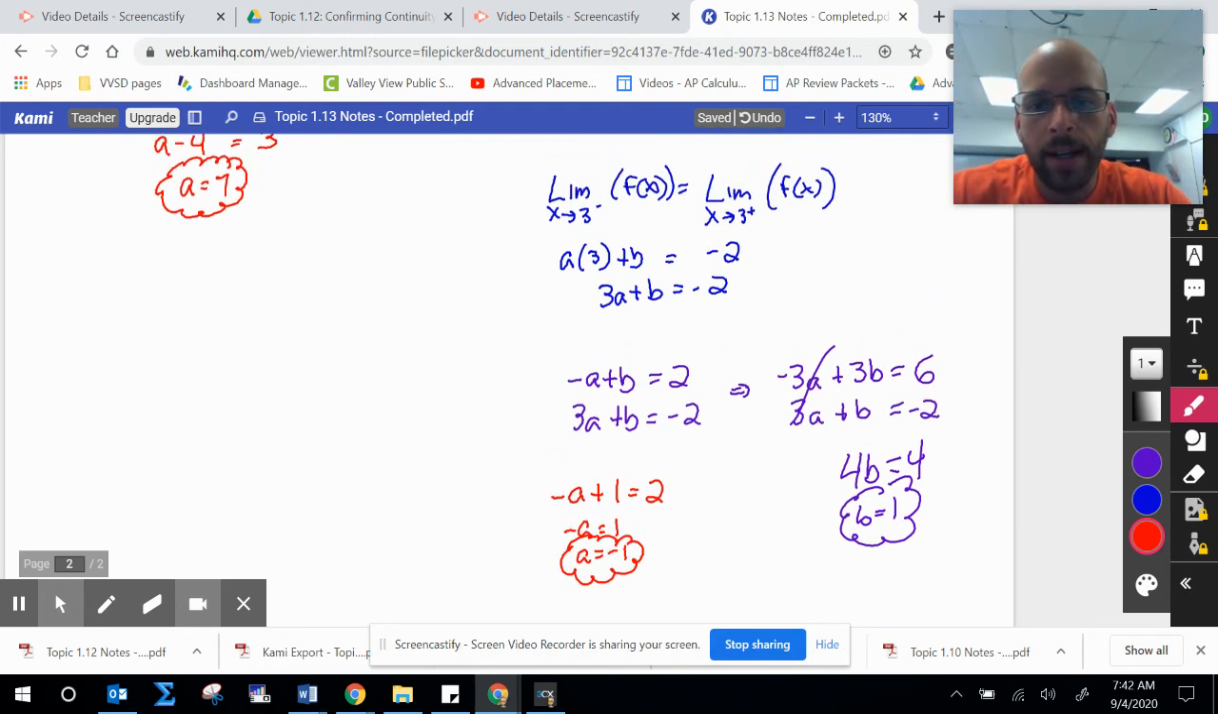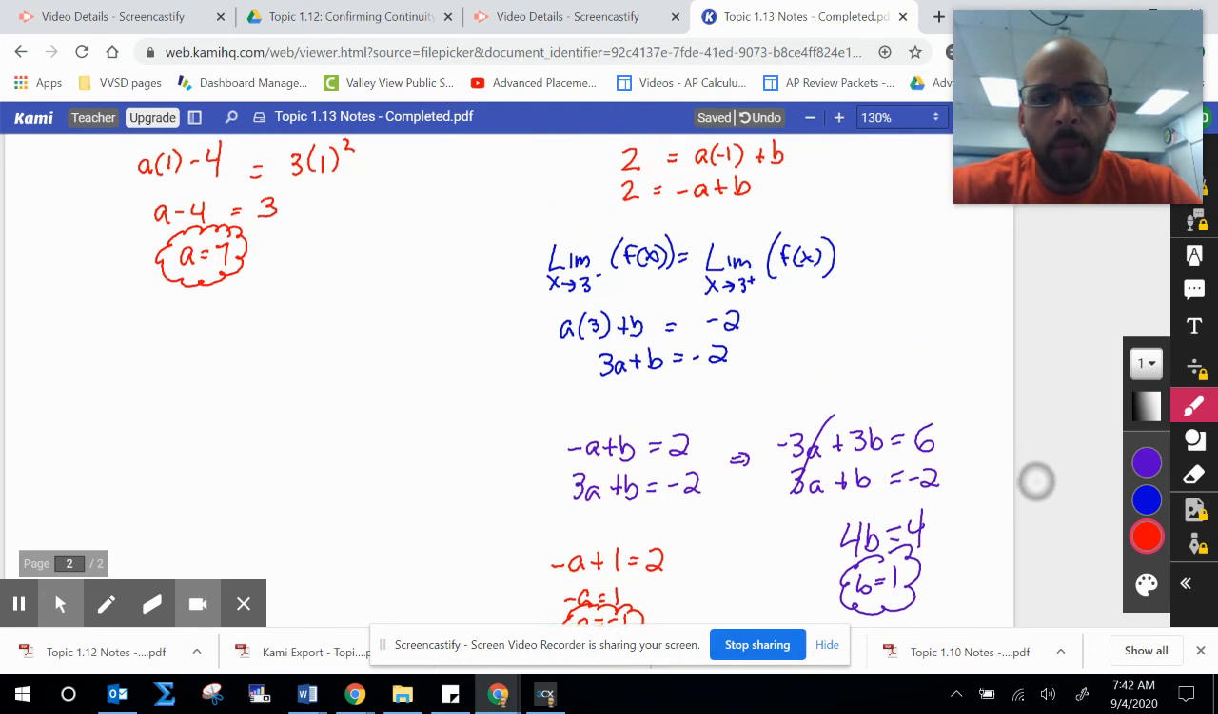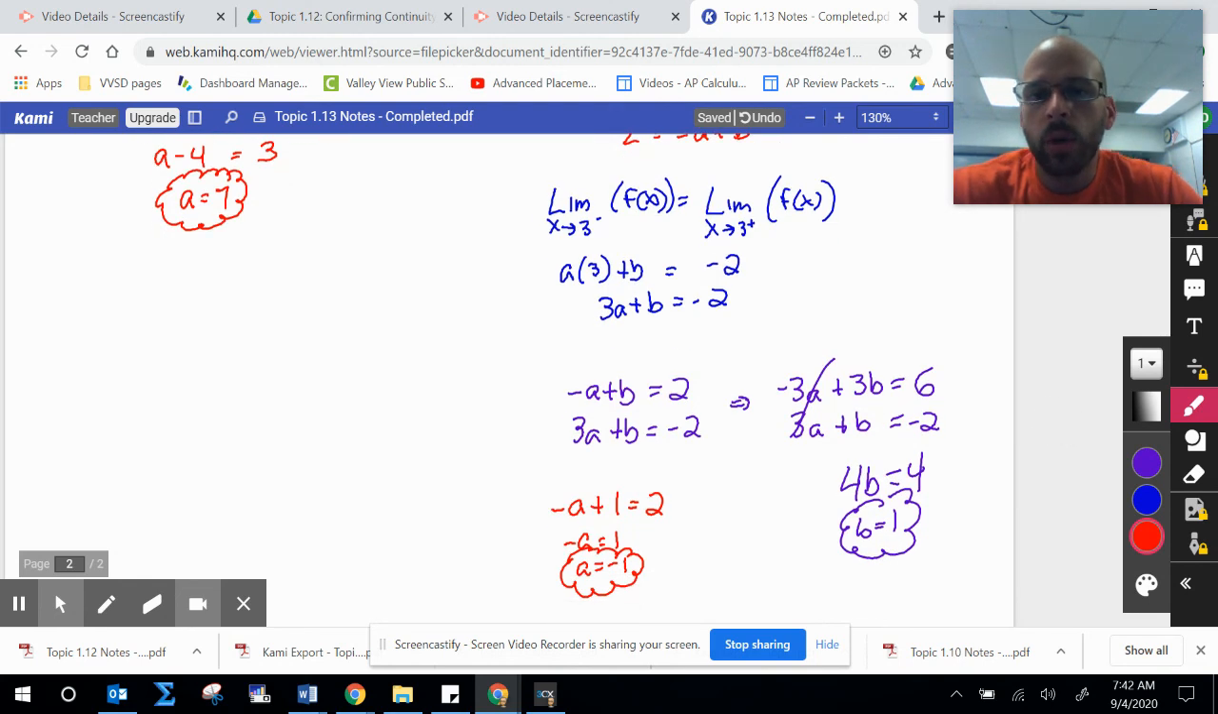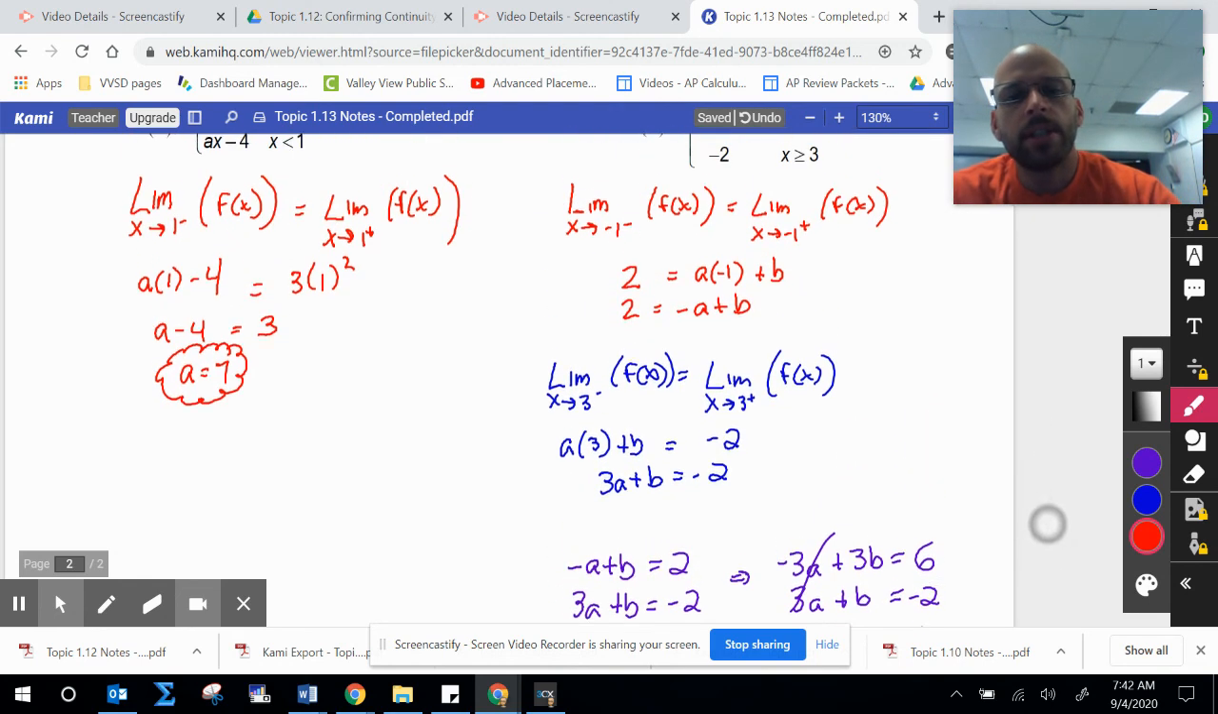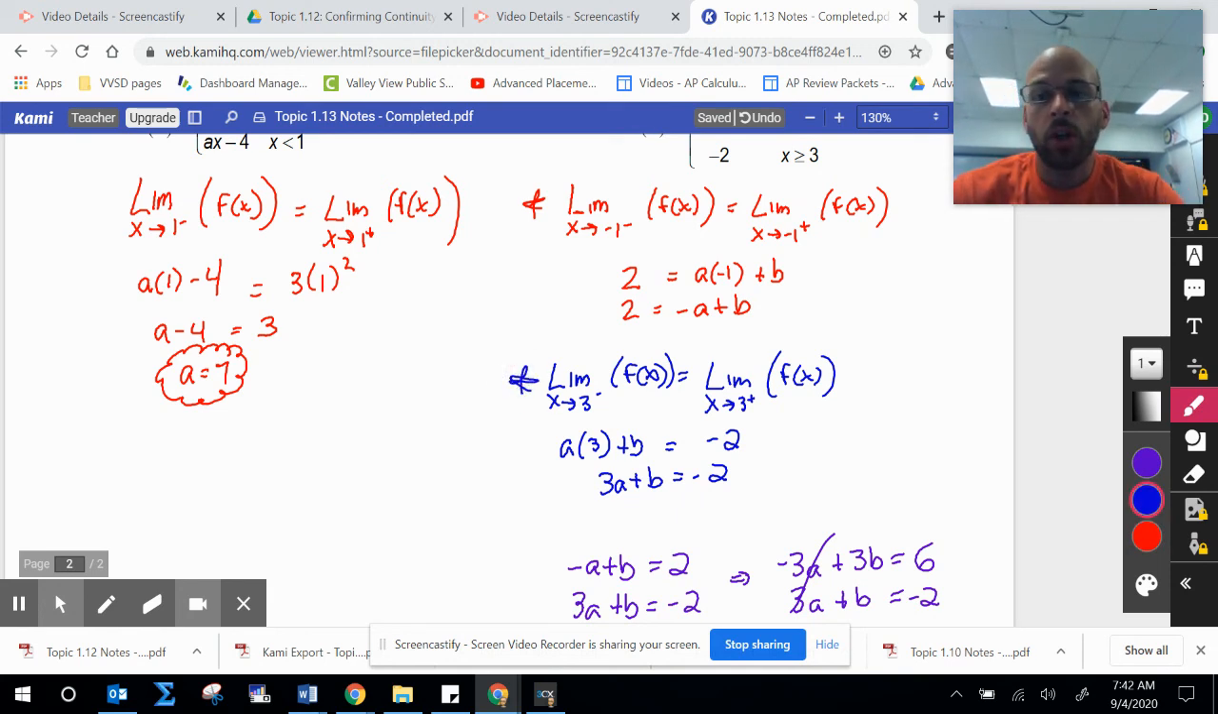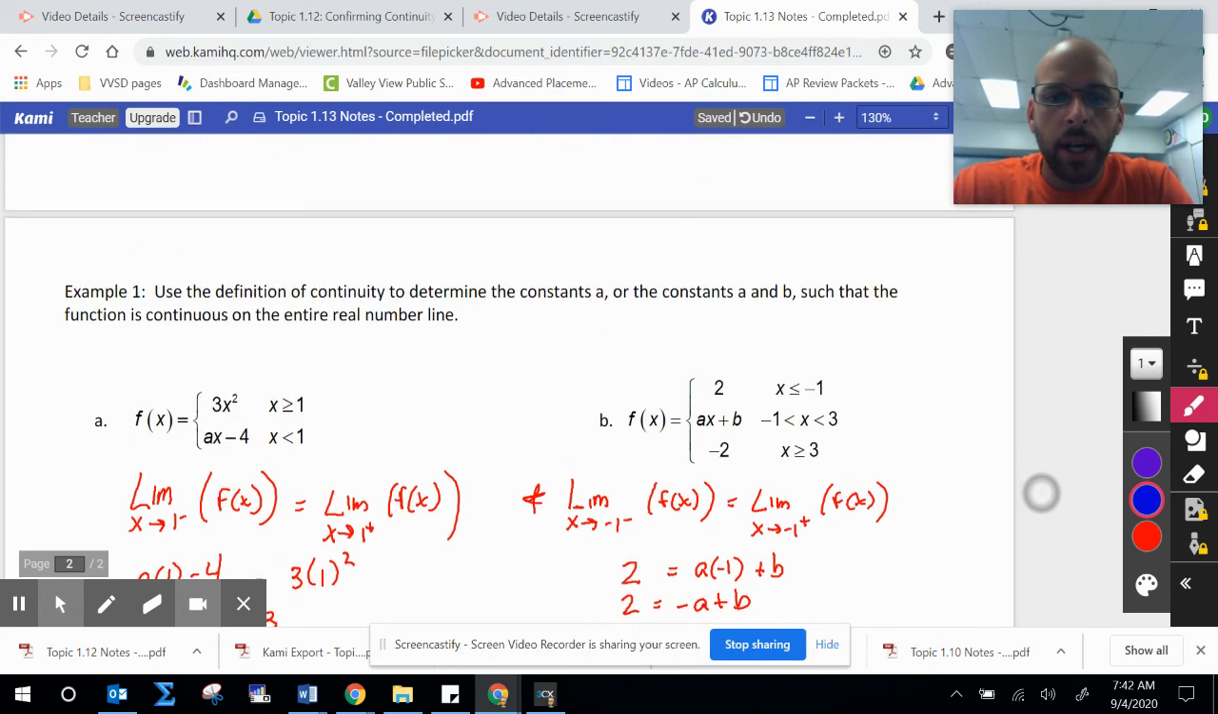So this is how I find two variables. Ultimately, you just get a system of equations that you have to solve. But you can see that I did it the same way. I set up that limit expression because I know it's got to be continuous, so I know the limit has to exist. And when you set up that two-sided limit equation, it leads you into what those coefficients will be.